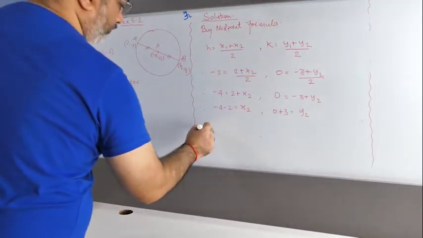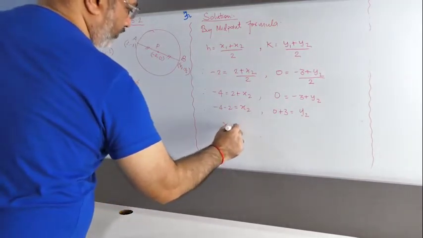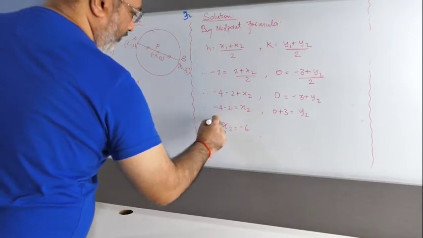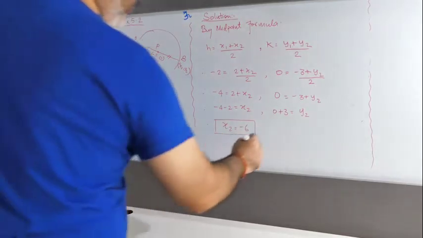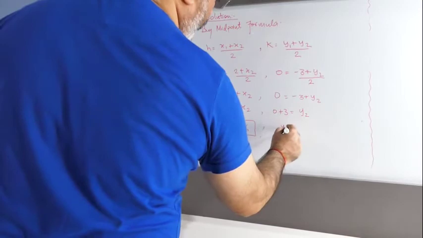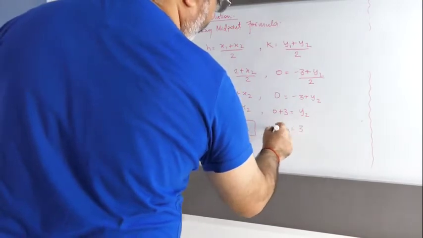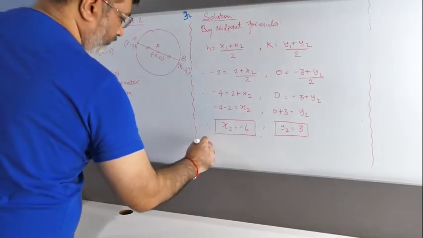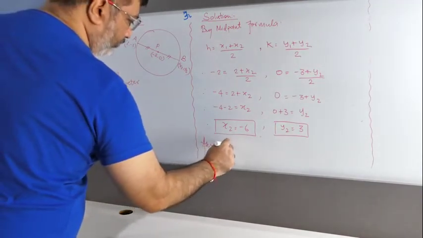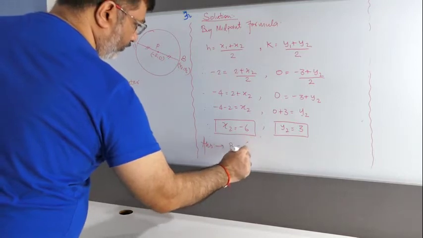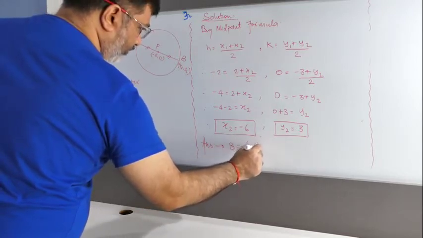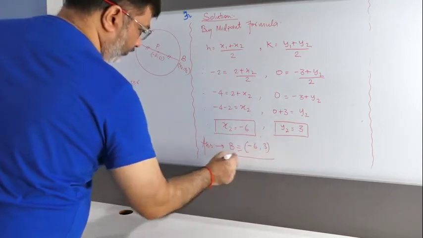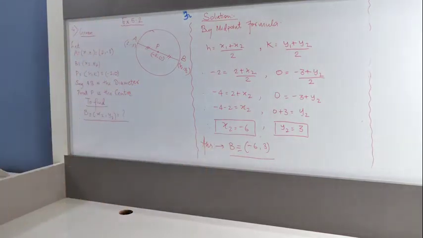So therefore, you have x2 is equal to minus 6, and here you have y2 equals 3. So your final answer is going to be B is equal to (minus 6, 3). That finishes the problem. Okay? Copy down.